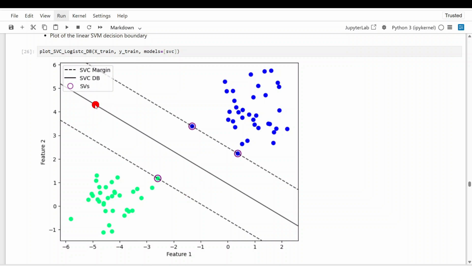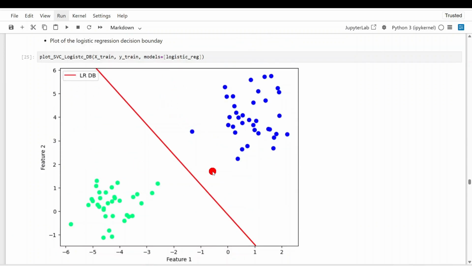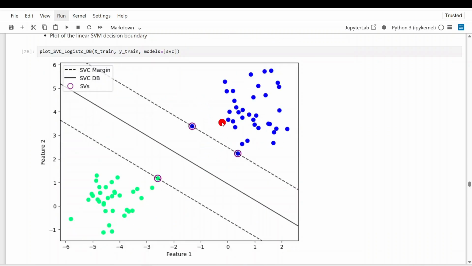Therefore, the decision boundary that maximizes the margin between the two hyperplanes standing for the different classes is this solid line. Again, this solid line perfectly classifies the blue and the green points, so the accuracy of this support vector classifier is again 100%. Is there any difference between this line and this line? This is the logistic regression decision boundary, and this is the support vector decision boundary.